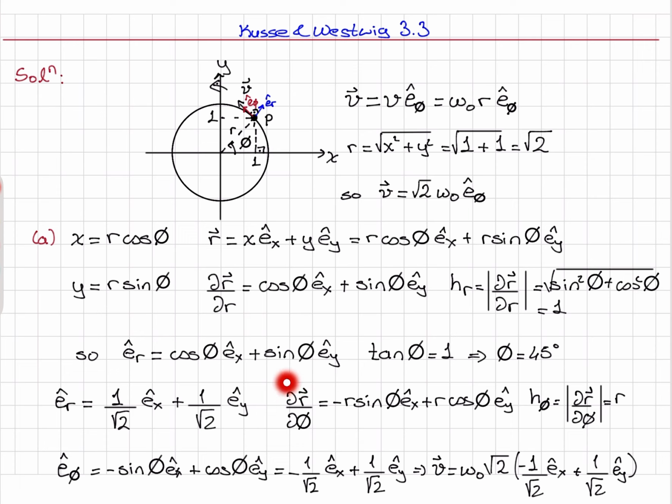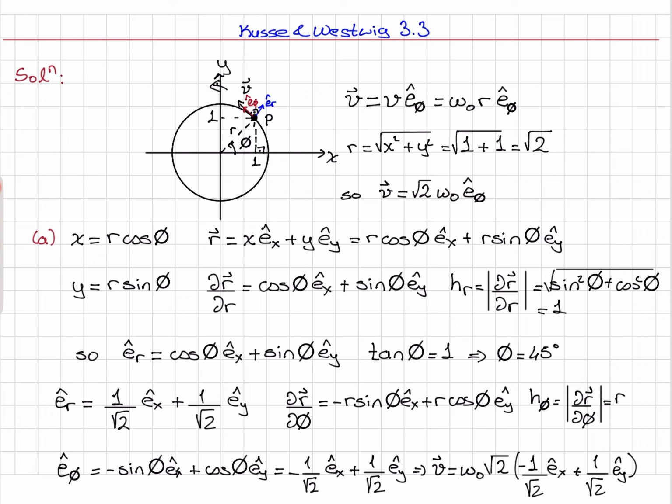So dividing it by the scale factor, we obtain the unit vector e phi hat. So you can check the magnitude is square root of sine squared plus cosine squared, which is 1. And the phi for this point P is 45 degrees because tangent phi has to be 1. So it is minus sine 45 ex hat plus cosine 45 ey hat, minus 1 over square root 2 ex hat plus 1 over square root 2 ey hat. So that's my e phi hat.